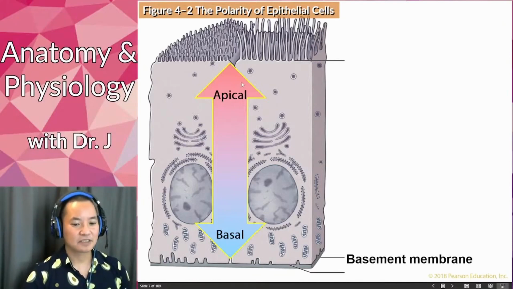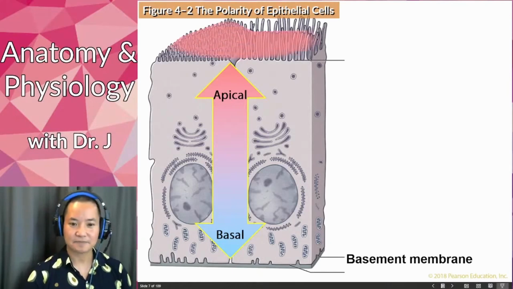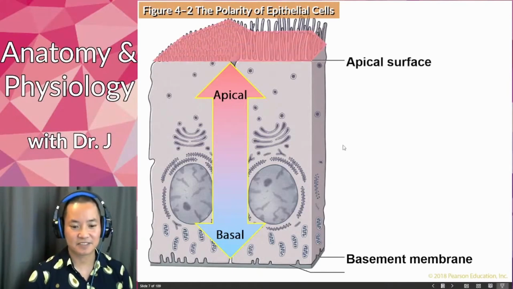So apical is toward the side that's free and not going towards some space. It can actually be toward the environment. It can be toward the inner environment. It could be toward the inside of a blood vessel. So apical is like the top of a cell. So this is the apical surface over here.